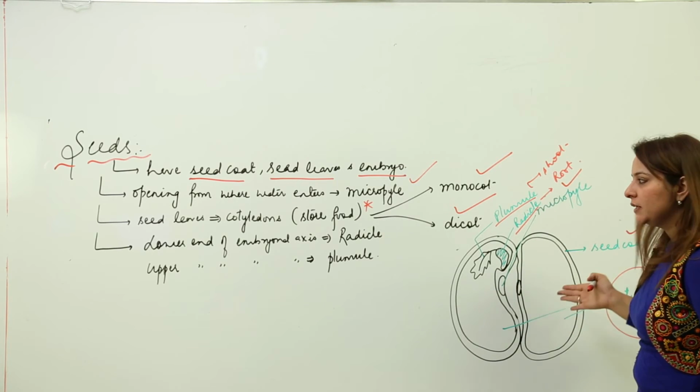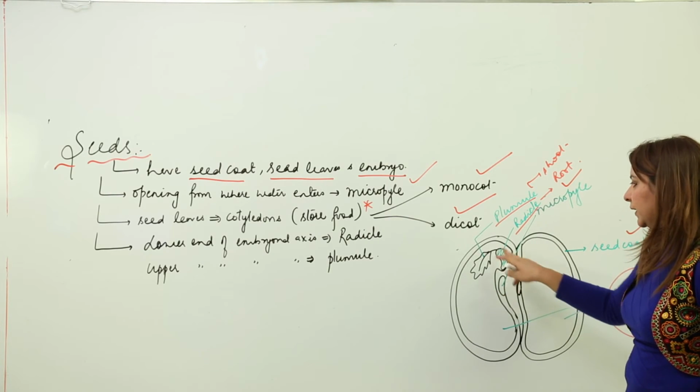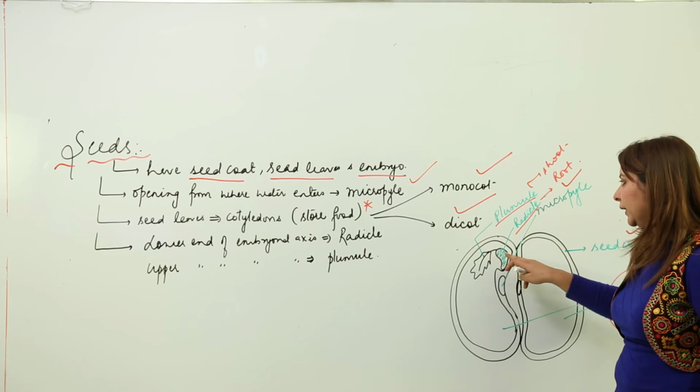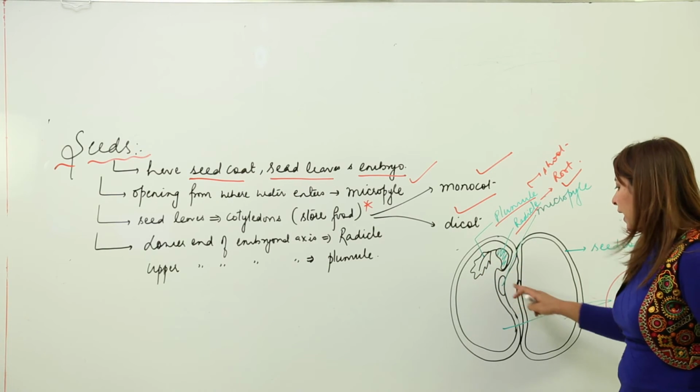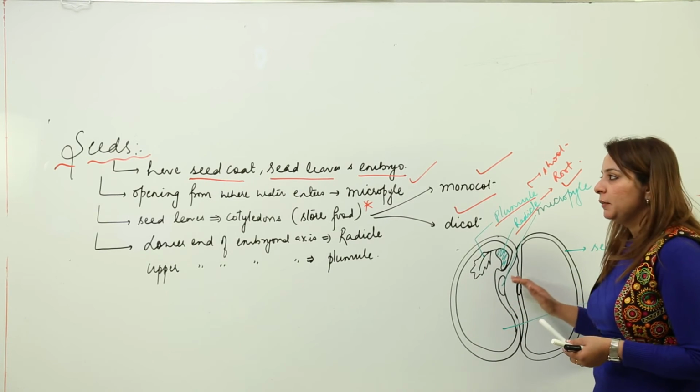So this is all about the seed. I think you got it, that a seed consists of seed coat, the seed leaves, and it consists of the embryo. Upper end plumule, which is the future shoot, and lower end is radicle, which is the future root, and it has a special opening for the entry of water, that is called the micropyle.